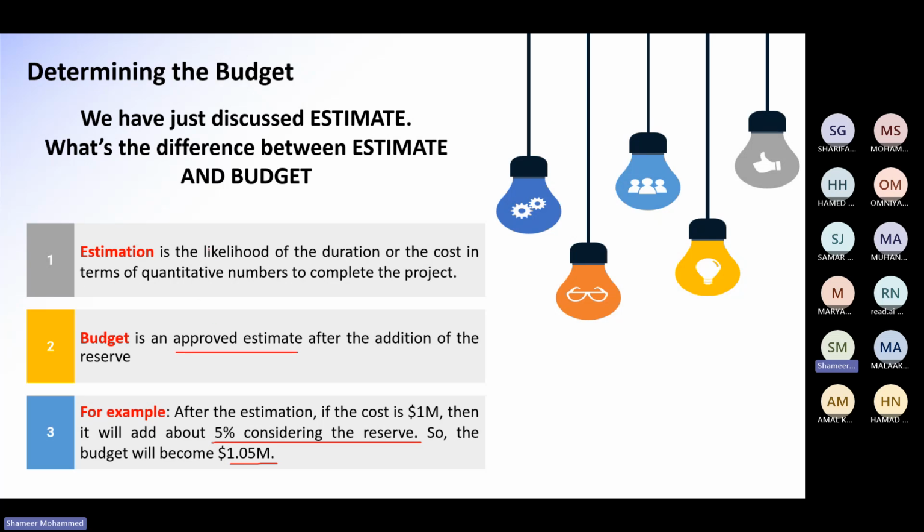Estimation means just the percentage of chances, how much time or money it may take to complete the project. So this is the difference, students. Okay.